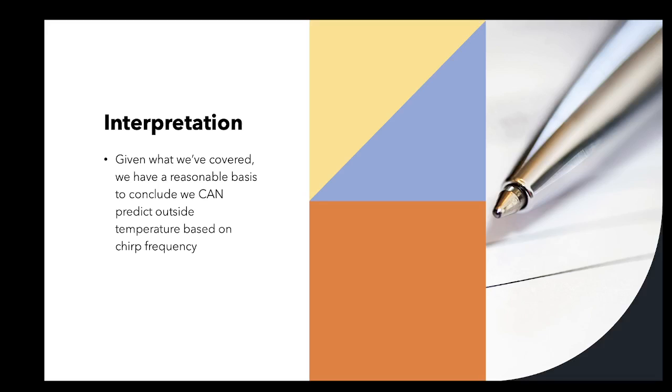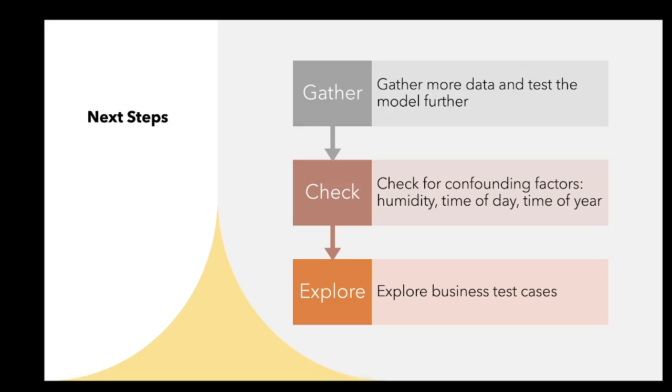Continue again. Interpretation at this point, we have a strong correlation. We have a model that has produced a reasonable result. We have a reasonable basis now to conclude that we can predict outside temperature based on chirp frequency. This doesn't disprove the null hypothesis, nor does it prove our hypothesis. It's just saying there is a strong correlation. We should be able to predict that based off of the data that we've just discussed.